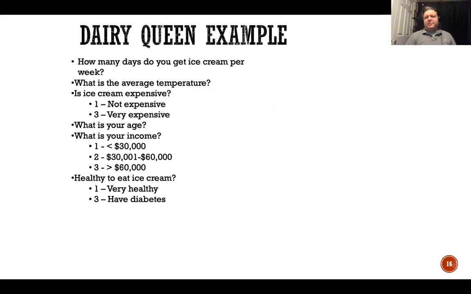So, what's the example? Well, our family are big Dairy Queen people, so we typically will go to Dairy Queen in the summer, maybe once a week, maybe once every other week, somewhere in there. So imagine we go to a Dairy Queen in Franklin, not far from the school. And the question is, how many days does the average person go to Dairy Queen per week?